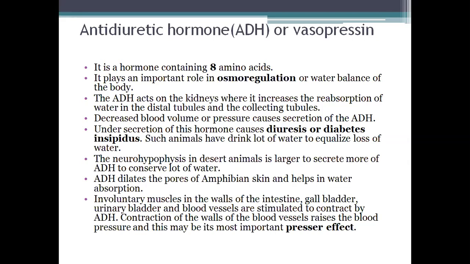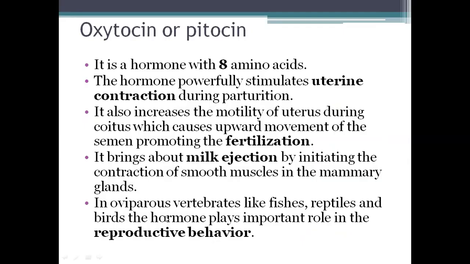Now, apart from this, the ADH also plays an important role in acting on involuntary muscles of the intestine, gallbladder, urinary bladder, all these areas, again, to bring back the blood volume or the blood pressure to the normal. This action of the ADH on these structures is what is known as a pressor effect. This helps in bringing back the blood pressure to the normal.